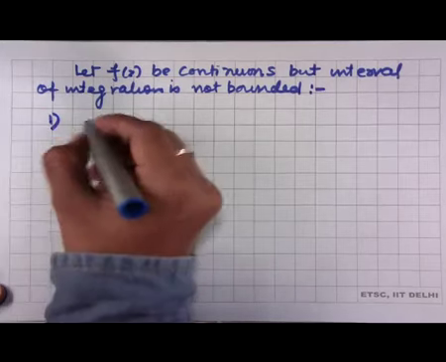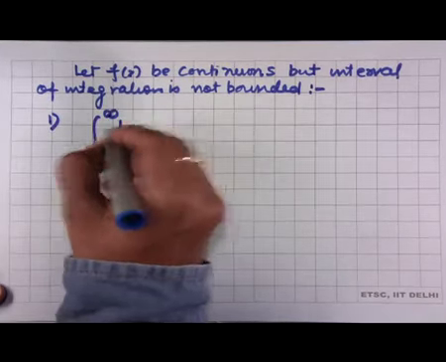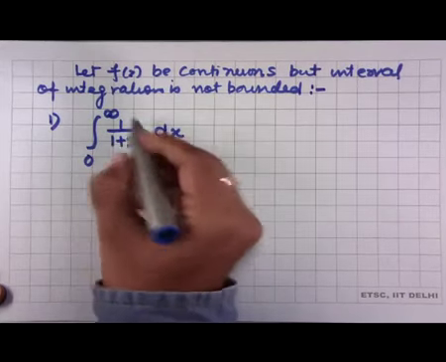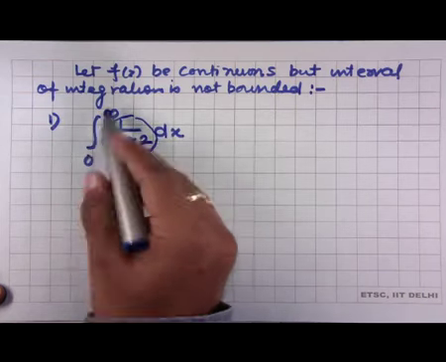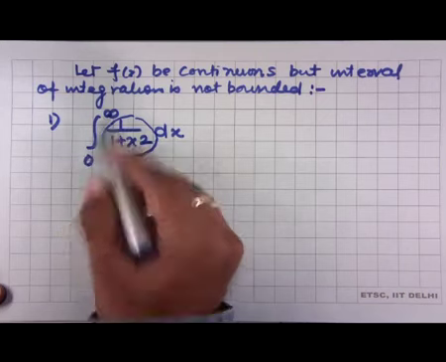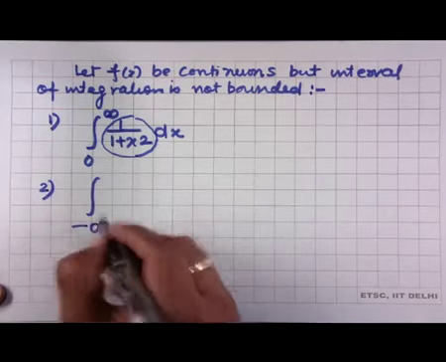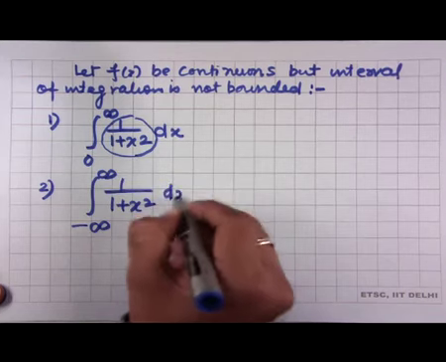So, the first category is, say for example, the integral from 0 to infinity of 1 by 1 plus x square dx. You can see that this function is continuous everywhere, but the interval of integration is infinite, from 0 to infinity. Then another case is from minus infinity to infinity 1 by 1 plus x square dx.